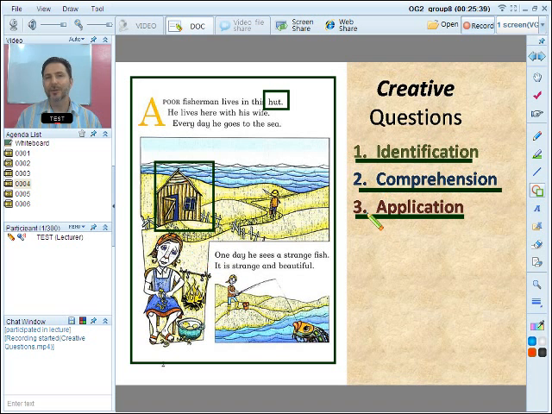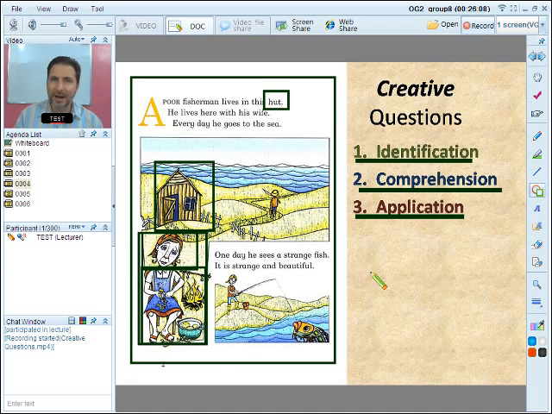A comprehension question you could ask after you've asked a couple of identification questions: how do you think his wife feels? Or why do you think she is looking like that? Or you could ask, what is she doing? And see how that's related. That's comprehension. They would have to be able to tell you what she's doing.